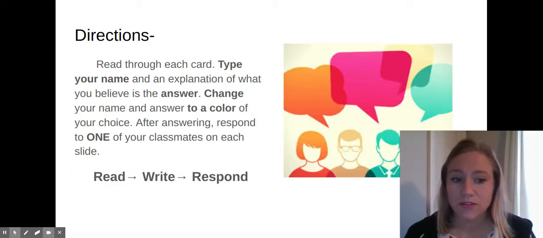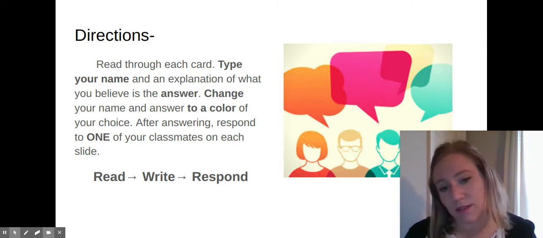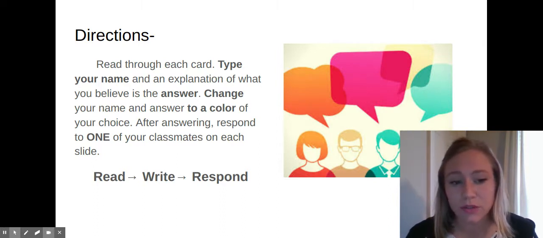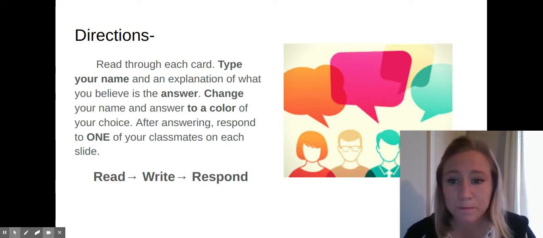Then your directions for this activity: you're going to read through each card, type your name and an explanation of your answer. I do want you to make sure that you are giving me information that says that you know what you're talking about, something that somebody else can read and kind of understand what you're saying and understand the topic as well. So we're really going to be working together to make sure we all understand this information.